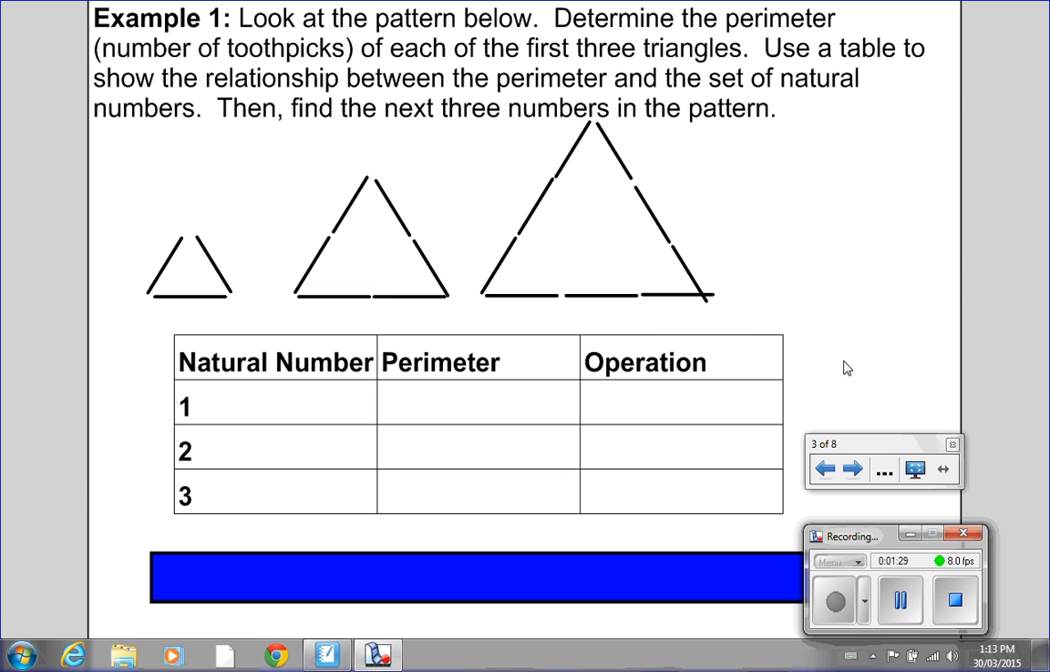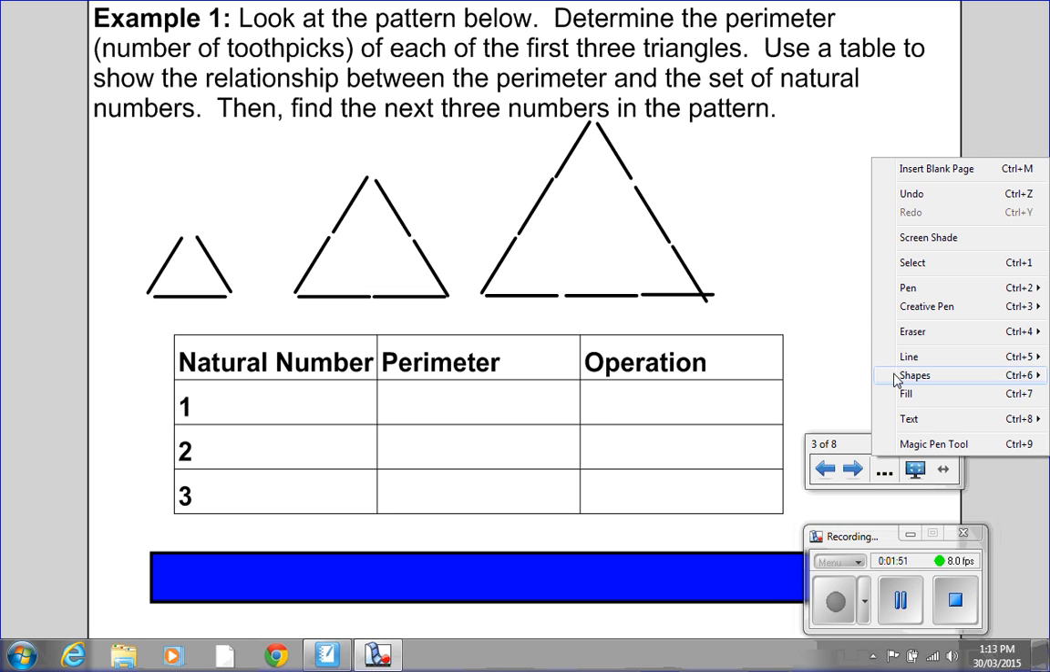Here's an example. Look at the pattern below. Determine the perimeter, number of toothpicks, of each of the first three triangles. Use a table to show the relationship between the perimeter and the set of natural numbers. Then find the next three numbers in the pattern. So let me just get a pen ready here.